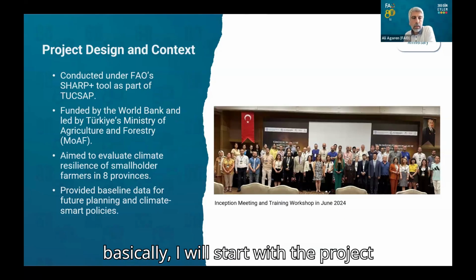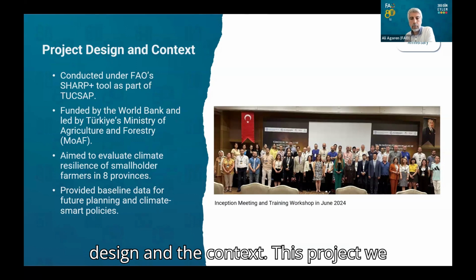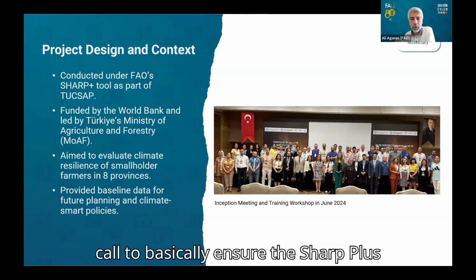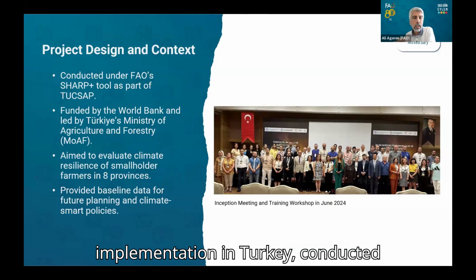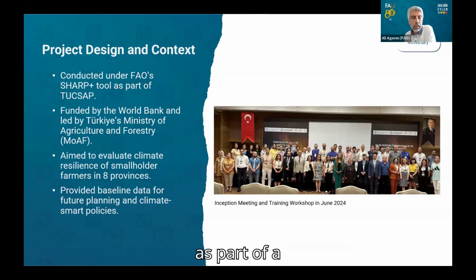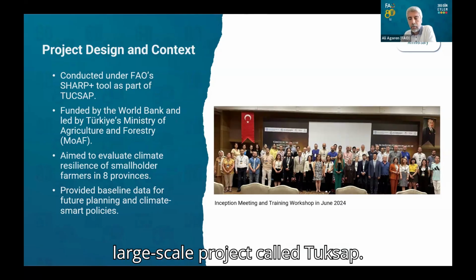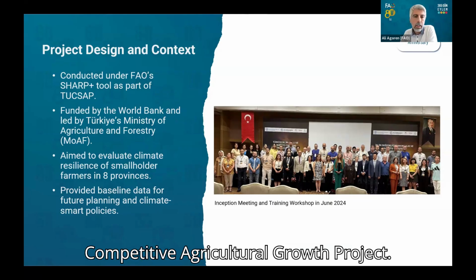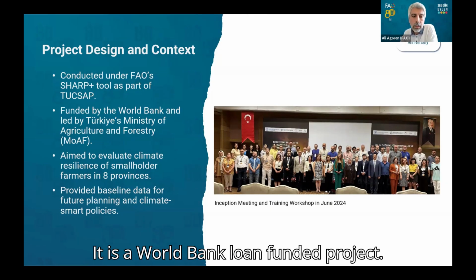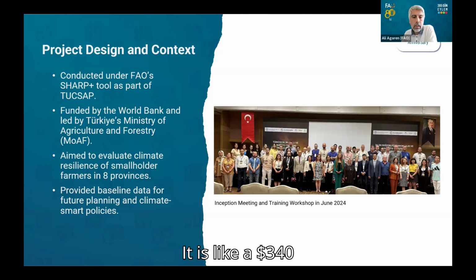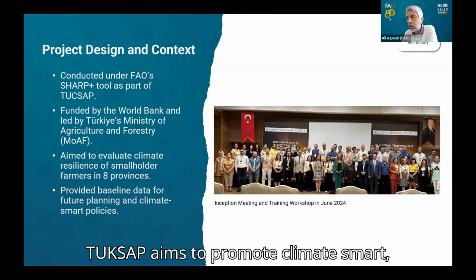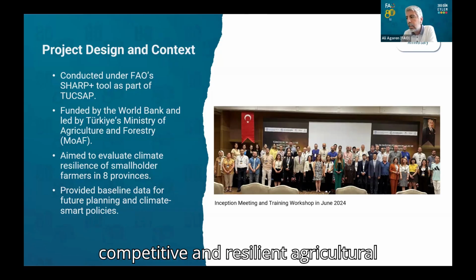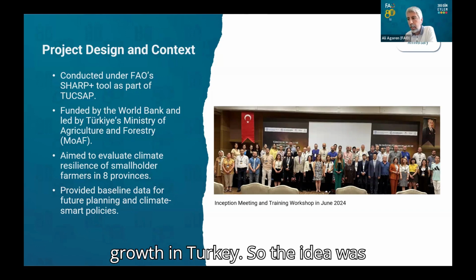Basically, I will start with the project design and the context. This project we called, in short, the SHARP Plus implementation in Türkiye, conducted as part of a large scale project called TUCSAP. TUCSAP means Türkiye Climate Smart and Competitive Agricultural Growth Project. It is a World Bank loan-funded project, a $340 million nationwide project. TUCSAP aims to promote climate smart, competitive, and resilient agricultural growth in Türkiye.